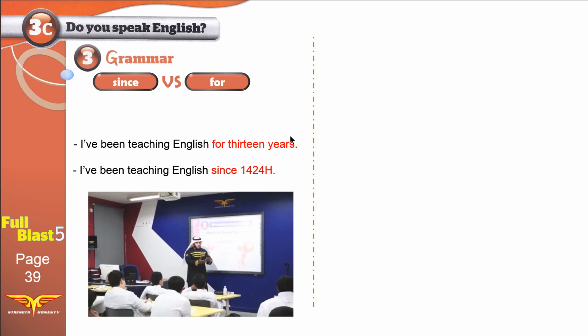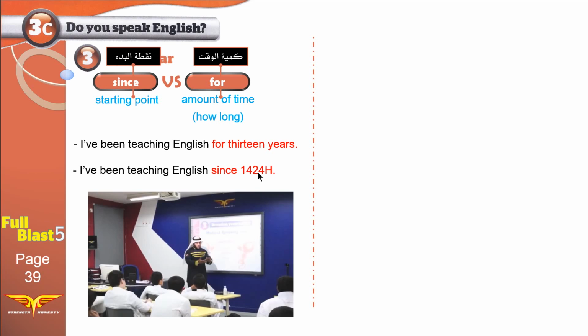Now, both sentences give the same meaning, but I used for here when I said 13 years. 13 years is the amount of time. How many years? How long? How long have I been teaching English? I've been teaching English for 13 years. This is the amount of time. I used since when I gave you the starting point. When did I start teaching English? I started in 1424. This is the starting point, the time I started teaching, not the amount. Very simple. We use for if we have the amount of time.